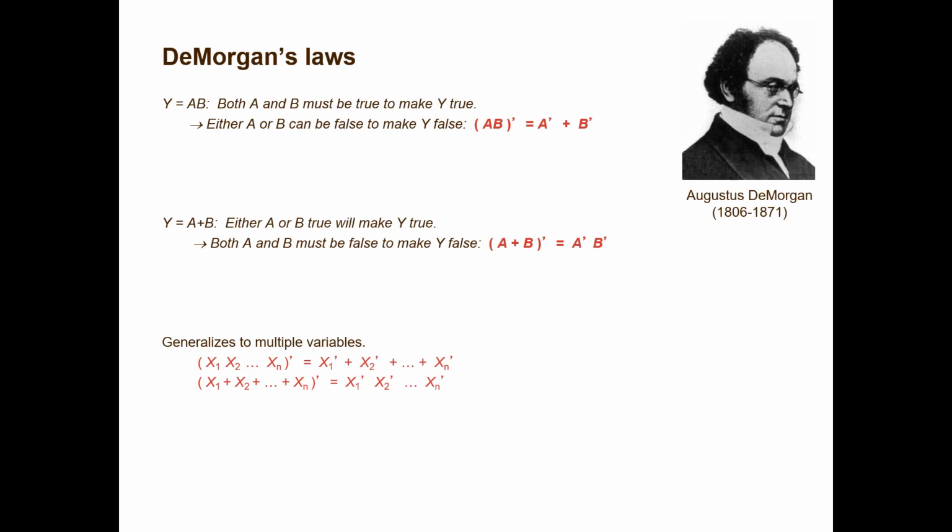One final and very important aspect of Boolean algebra is De Morgan's laws. De Morgan's laws are essentially a way to distribute a NOT operation across an AND or an OR operation. So for example, if we take the NOT of A and B, De Morgan's law states that this becomes A not or B not. And the converse is also true. If we take the NOT of A or B, this becomes A not and B not.